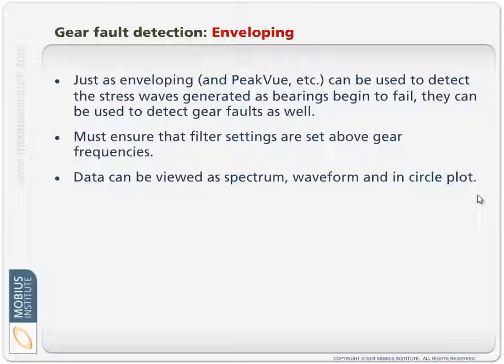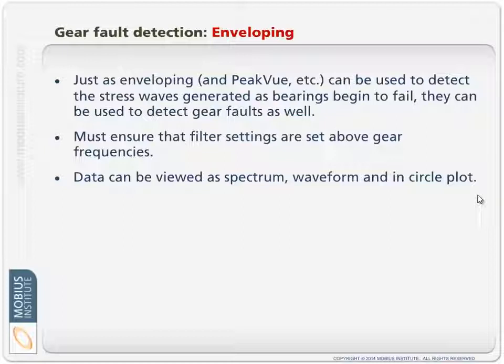We can talk about this in terms of stress waves and shock pulses and so on. The bottom line is we can detect that in the high frequency part of our spectrum if we use these same techniques that we use for bearing analysis. And you may have seen it already.